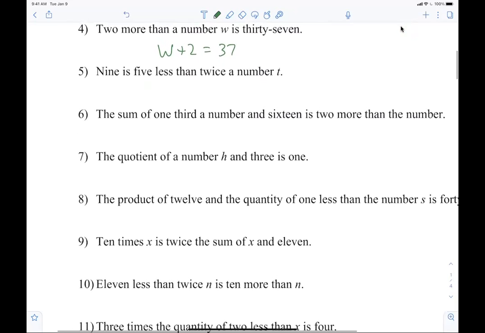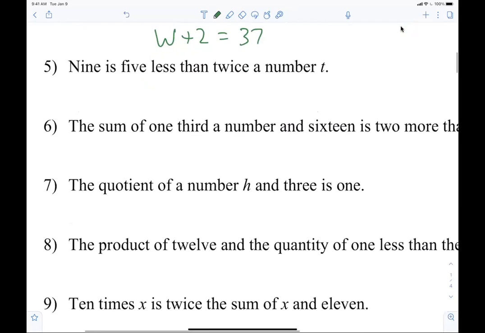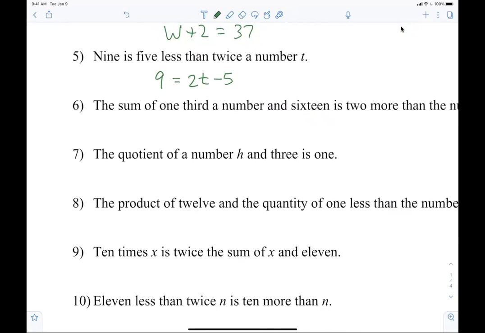All right. Let's see, Evan. Let's hear you, buddy. 9 is 5 less than twice the number t. So tell me what to do. Wow, I am so proud of myself. Thank you, Evan. Very good, very good. All right, these are supposed to be hard. Very good. All right, Luca.